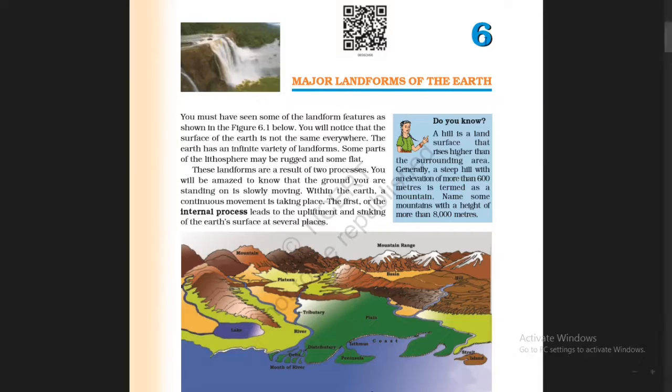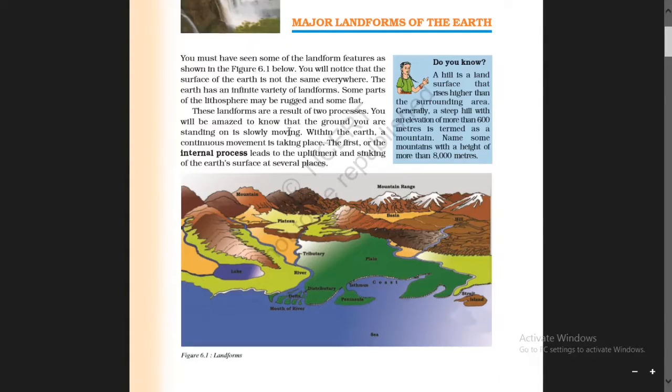For the sixth chapter of your geography, the name of the topic is Major Landforms of the Earth. You must have seen some of the landform features as shown in figure 6.1 below. You will notice that the surface of the Earth is not the same everywhere. The Earth has an infinite variety of landforms. Some parts of the lithosphere may be rugged and some flat.